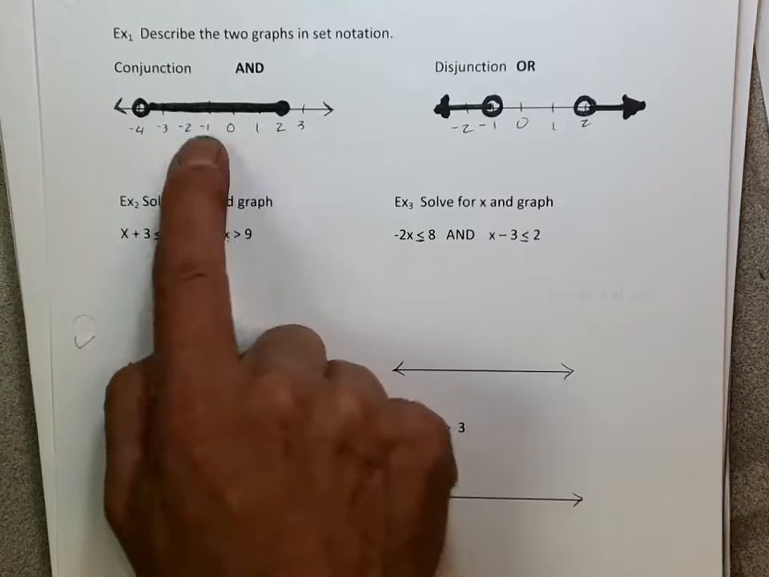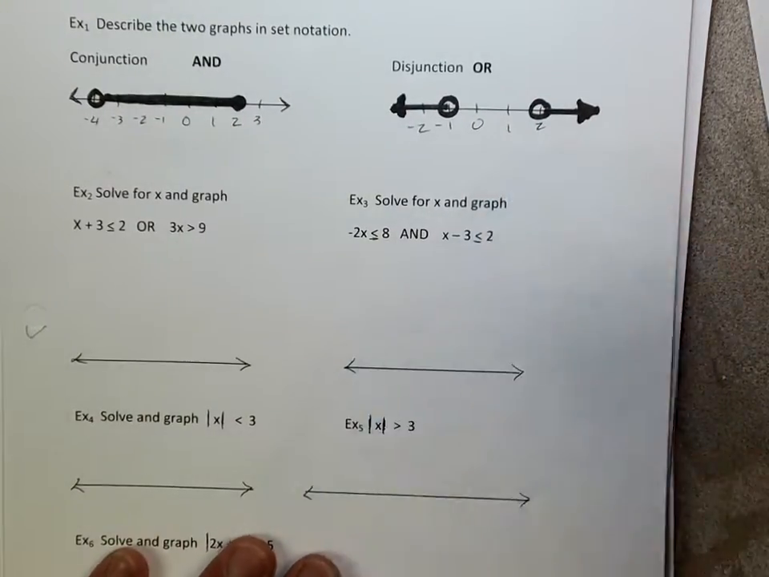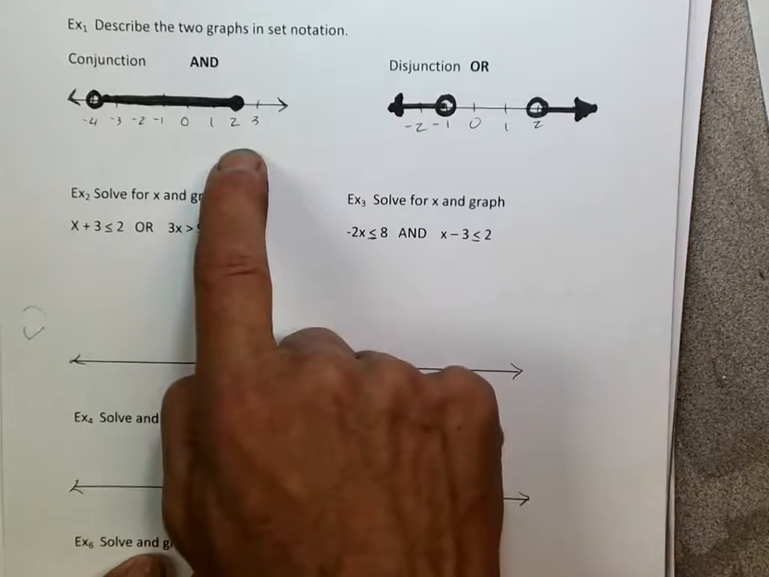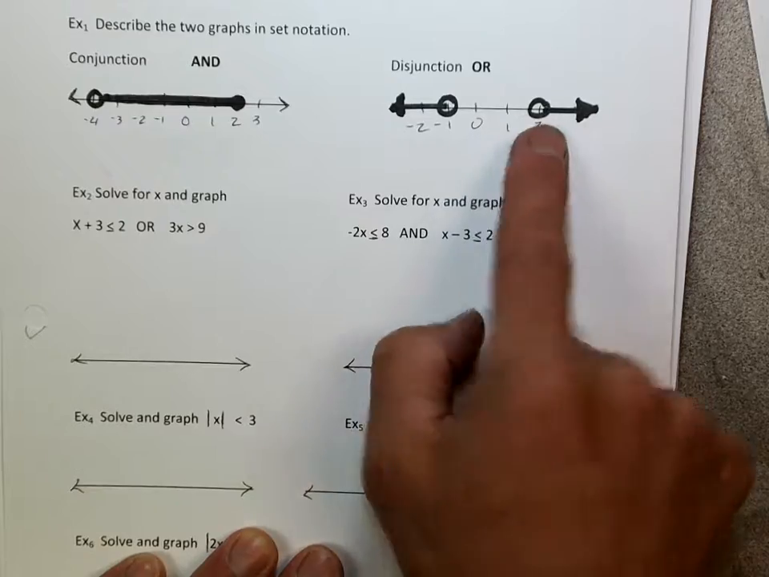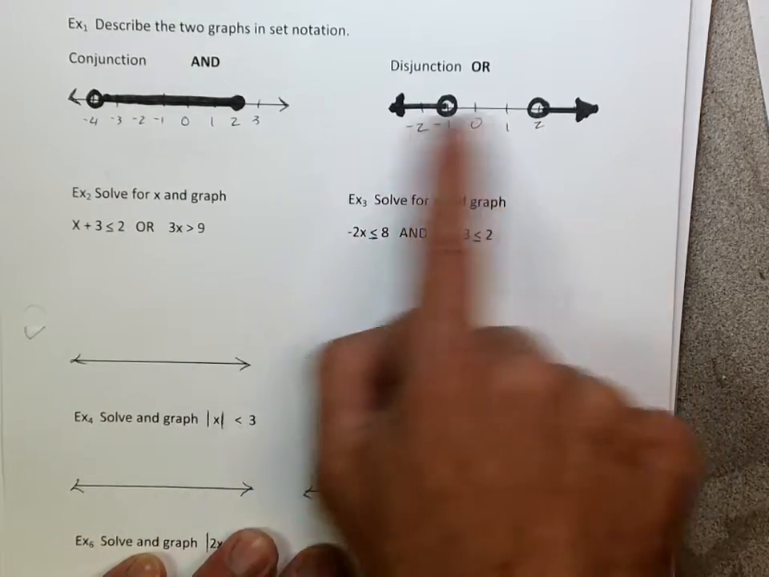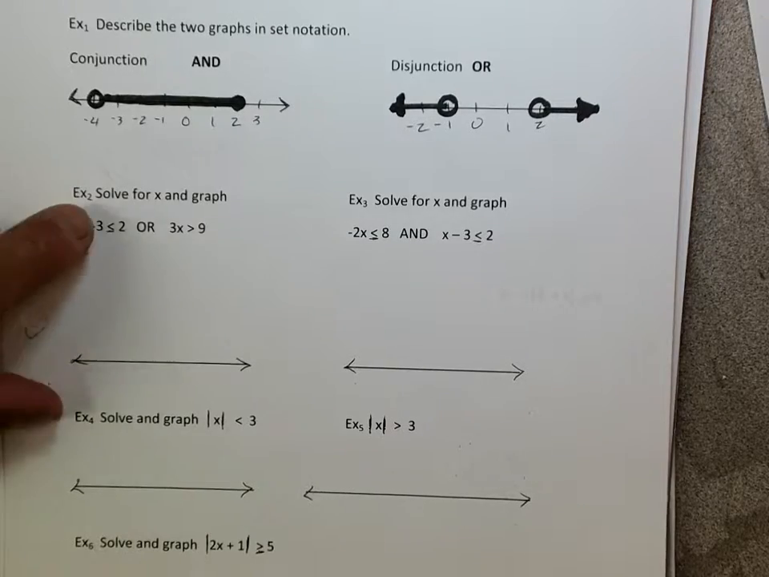It's everything in between. This one is going to be an or statement because it's x is greater than 2 or x is less than negative 1. See how it works? So I have to say greater than, but I got to flip over here to or. That's why this is an or statement and this is an and statement. Okay? So example number 1, describe.